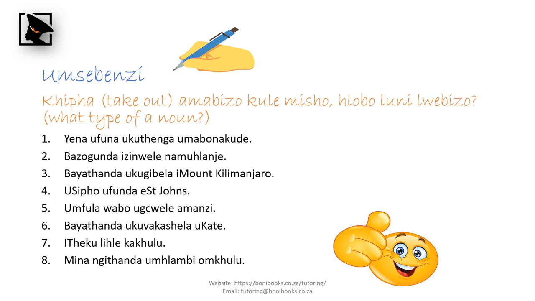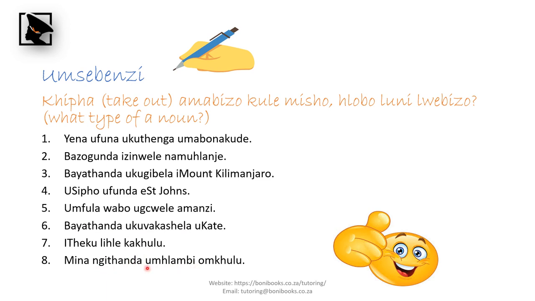Nakho ke umsebenzi engikuphathele wona namhlanje. Okay, we're going to look at these sentences. We're going to go through the sentences. Yena ufuna ukuthenga umabonakude. Where is the noun? Take out the nouns from these sentences. Bazokunda izinwele namhlanje. Bayathanda ukugibela iKilimanjaro, Mount Kilimanjaro. Usipho ufunda eSt. John's. Umfula wabo ugcwele amanzi. Bayathanda ukuvakashela uKate. Itheku lihle kakhulu.